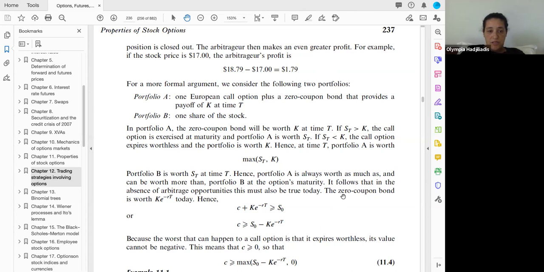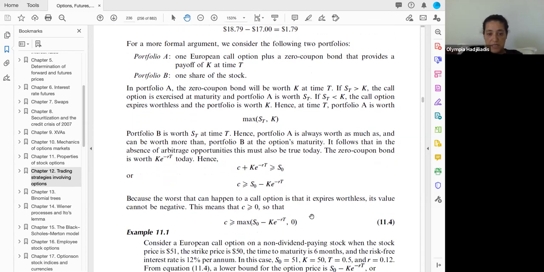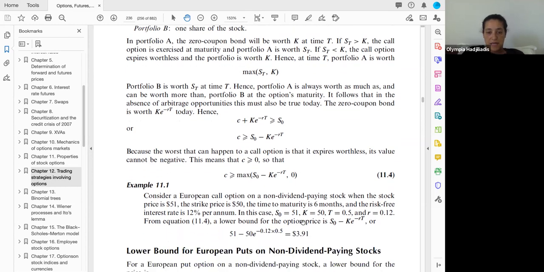So the zero coupon bond is worth K e to the minus RT today, and hence C plus K e to the minus RT has to be greater than or equal to S0, or in other words, the price of the call option should be greater than or equal to S0 minus K e to the minus RT. Because the worst that can happen to a call option is that it expires worthless, its value cannot be negative. This means that the call option is greater than or equal to 0, and so the call option is always greater than or equal to the maximum of S0 minus K e to the minus RT and 0, which we just saw in the slides.